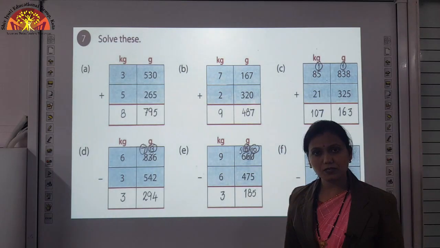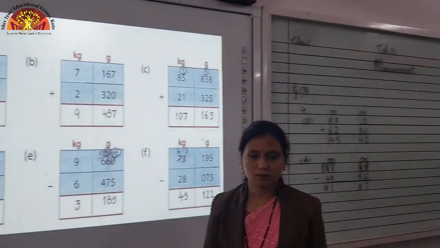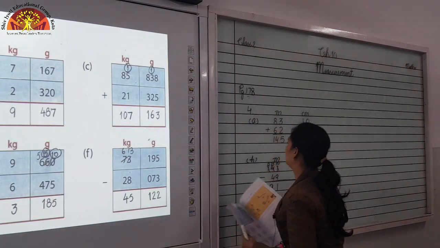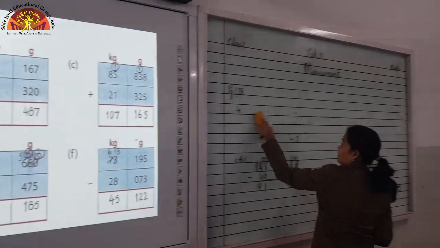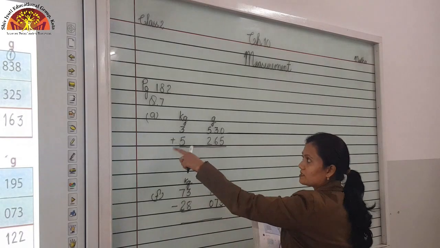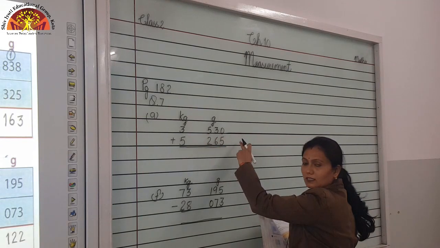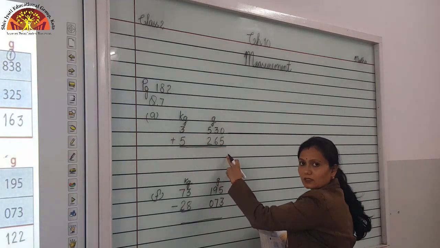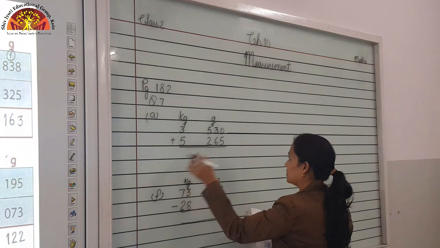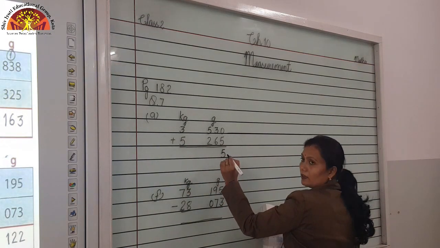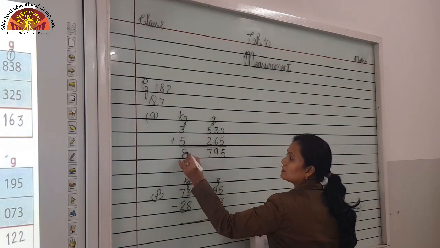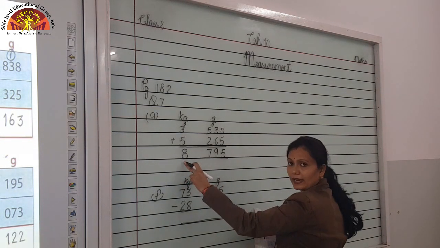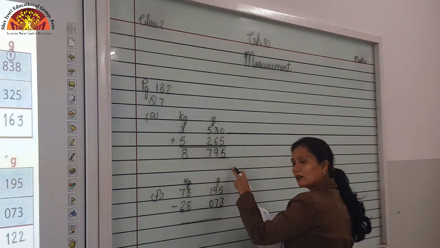Now move to next question. We will see this question on board. Question number 7. Question 7 is 3 kg 530 gram, 5 kg 265 gram. Okay, we have to add these numbers. 0 plus 5 is 5. 3 plus 6 is 9. 5 plus 2 is 7. 5 plus 3 is 8. So our answer is 8 kg 795 gram.